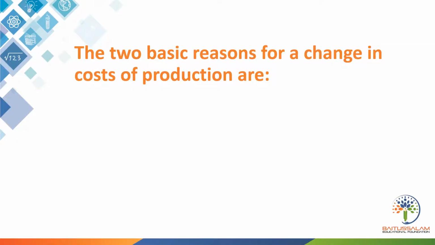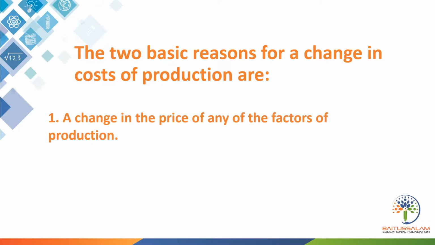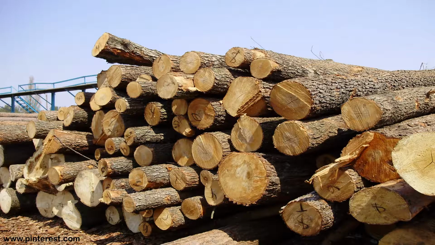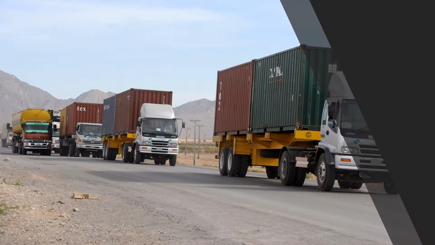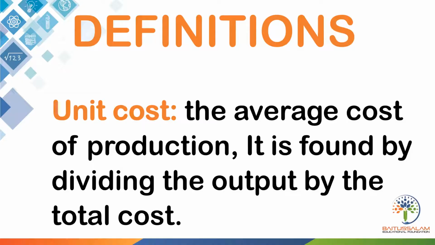The two basic reasons for a change in costs of production are a change in the price of any of the factors of production, and a change in their productivity. If, for example, the price of raw materials used increases, it will be more expensive to produce a product. One cost which changes frequently is the cost of transporting goods. This is because the price of oil used in petrol is itself very volatile.